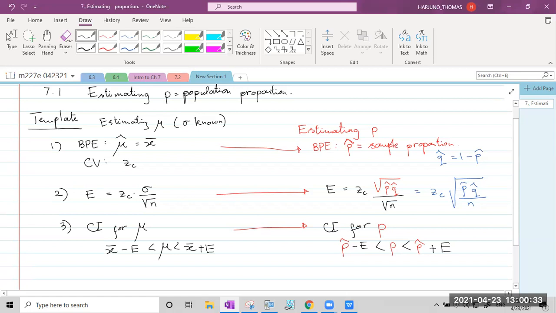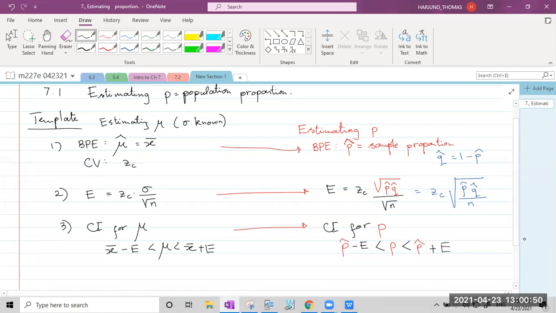Okay, so the only new stuff for you here is finding the p hat, the sample proportion. That's the only thing new. Everything else is actually just the same. That's the only thing you need to compute.